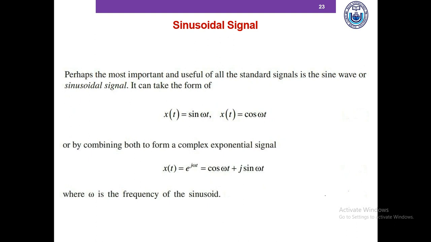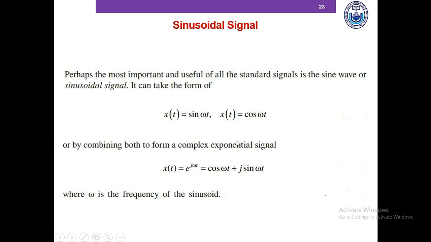Okay, the last signal model we're going to talk about is also the most important one, the sinusoidal signal. This is the most important and useful of all standard signal models, and a sinusoidal signal usually means a sine wave or cosine wave. The equation takes the form x of t equals sine omega t, where omega is the angular frequency, and the relationship between angular and linear frequencies is omega equals 2 pi f. Sine omega t and cos omega t are essentially the same, because sine and cos are related by a phase shift.